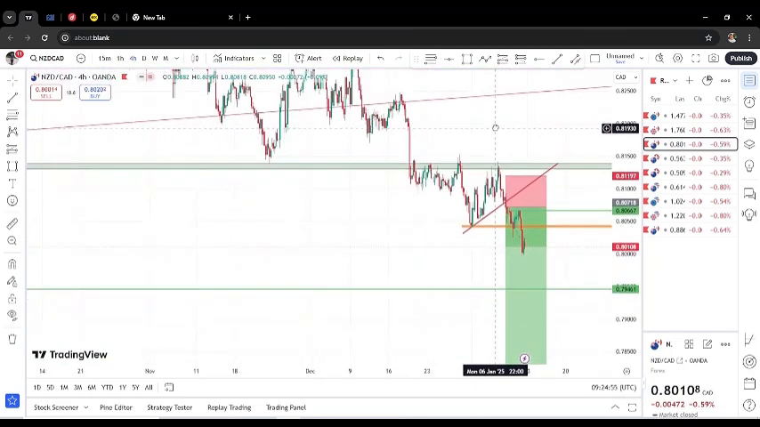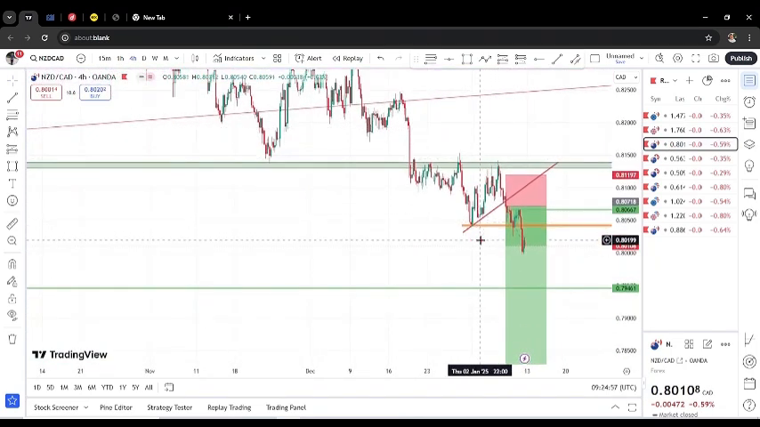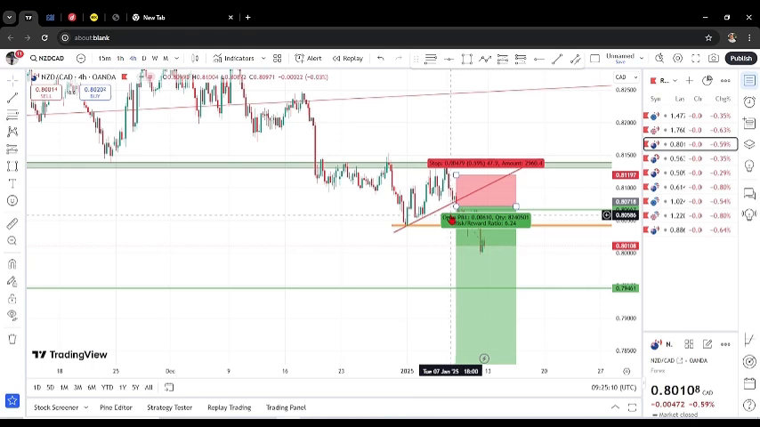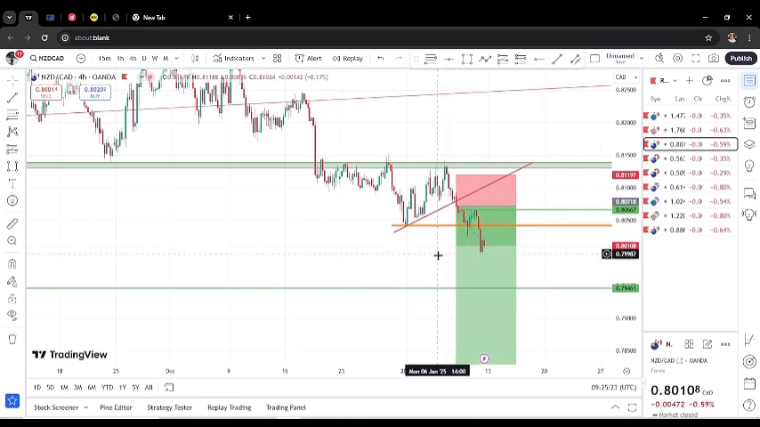NZD CAD. This is a trade that I am currently in right now. I analyzed all these pairs, Euro CAD, GBP CAD, and NZD CAD, but when I came back to take that GBP CAD, I couldn't find an entry. So I just came back to this trade to check whether it had given me a signal. This was the one I spotted and I jumped in immediately. I didn't waste my time.